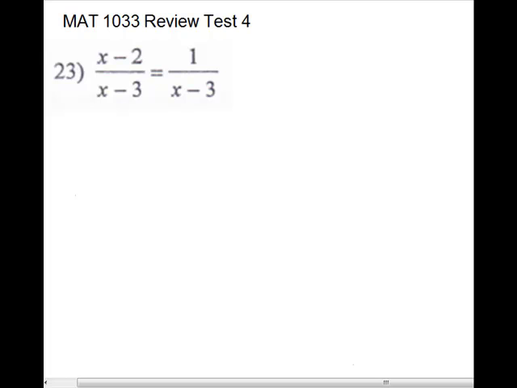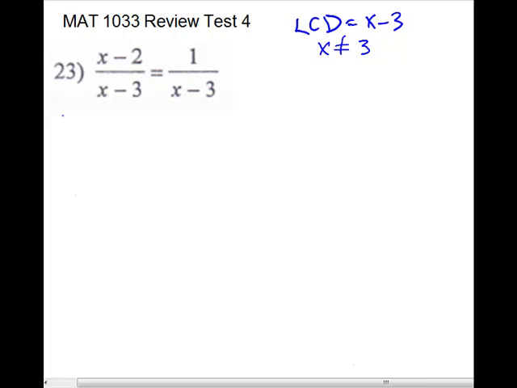For problem 23, also a solved problem because of the equals, we could do this as a proportion. I'm not going to. I really like the other technique better, and a proportion will cause you a lot of work on this one because you would have to do a FOIL. So I'm going to multiply through by the LCD. My LCD is x minus 3. Also, I need to state excluded values. The only thing that would make this denominator 0 is if x is 3. You can set it equal to 0 and solve. So we do not want to get a 3 for our final answer.